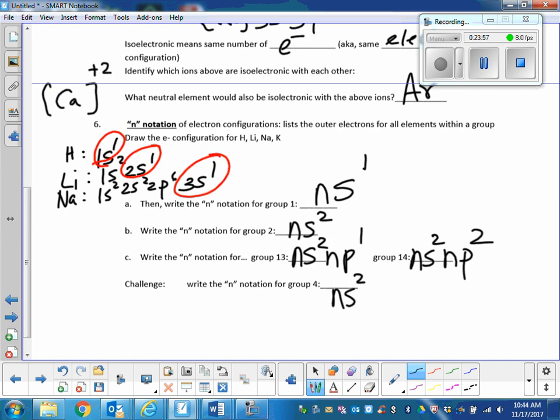What do you think it will be for group 4? ns2 (n-1)d2. Does it make sense? Don't we fill in the d? Look at group 4. Titanium, zirconium, hafnium are in group 4. n just means a number 1, 2, 3, 4. Alright? Group 4. Why is it that? Because after 4s, you fill 3d. Don't you fill one number less? What if you have f? It would be n minus 2, f, whatever.